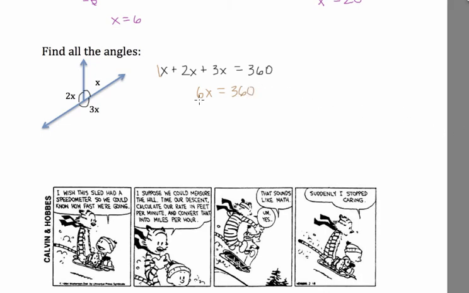And solve for x. Undo what's been done to x. Undo multiplying by 6, so I divide both sides by 6. X equals 60. So this angle is 60. This angle is 120. And this angle is 3 times 60, or 180 degrees.